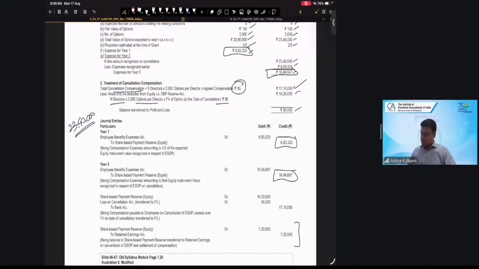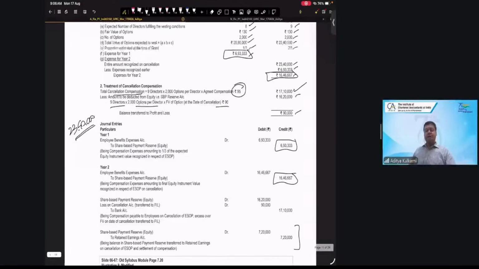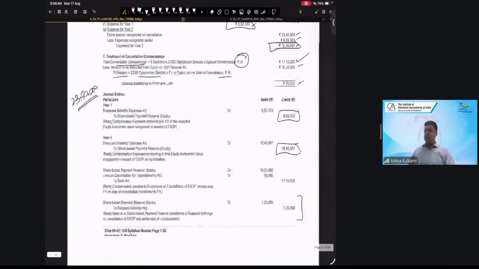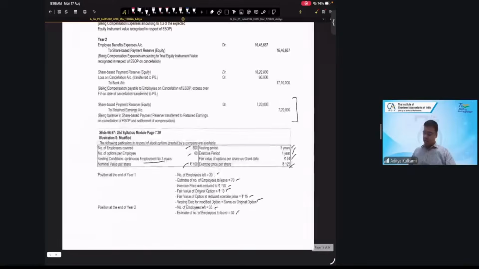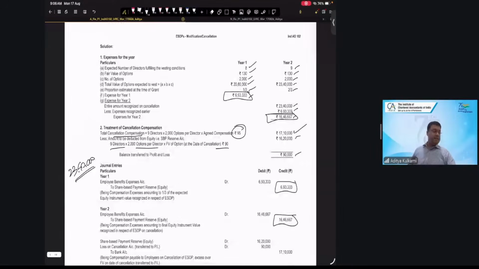The balance has to go to the P&L, even if there is a balance in the SBP reserve. Okay. And the final SBP reserve balance goes to retained earnings. Okay. So that takes care of cancellation. That takes care of cancellation.